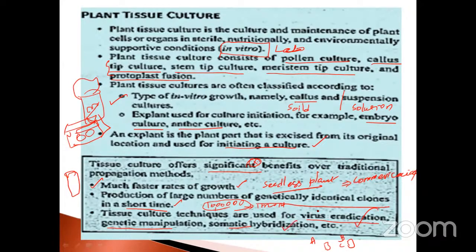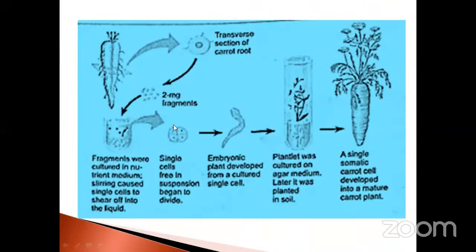Sometimes they may ask questions on somatic hybridization: which of the following techniques is possible with tissue culture? Virus eradication, genetic manipulation, somatic hybridization, or meiotic cell division. Meiotic cell division does not occur. You have to find out the correct answer. That is very, very important, my student. See, this is the method. These are the important points, my dear.